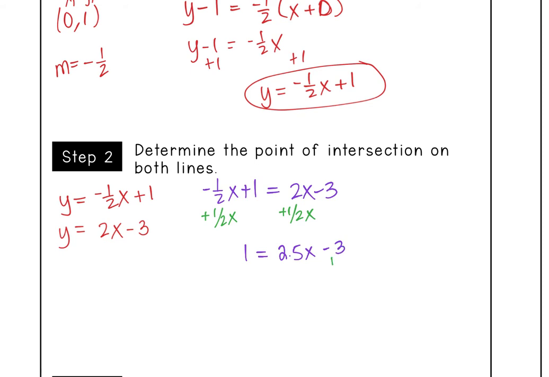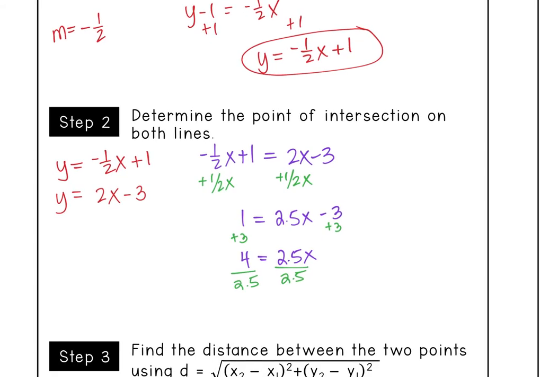Then let's move the 3 over. So now I have 4 is equal to 2.5x. And then last, divide by 2.5. So this is going to give me another decimal, but let's see what we get. x is equal to, okay, that gives me x is equal to 1.6.